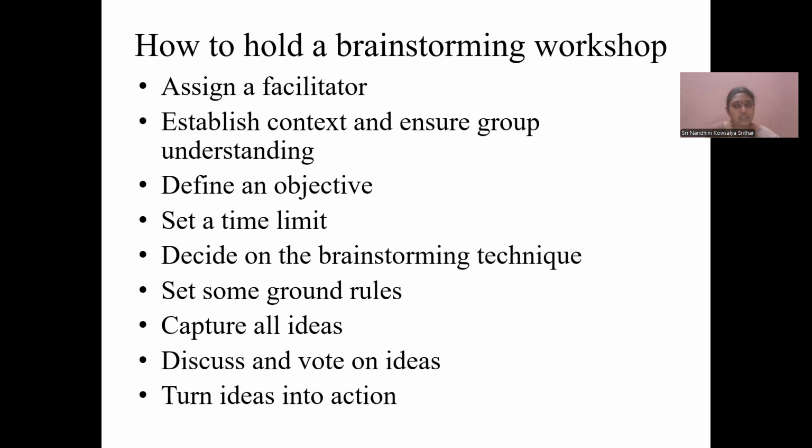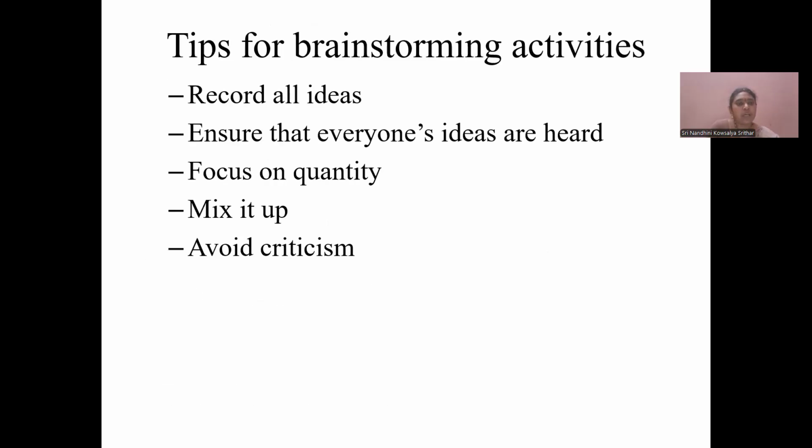Next, we will discuss how to hold a brainstorming workshop. It involves assigning a facilitator, establishing context and ensuring group understanding, defining an objective, setting a time limit, deciding on the brainstorming techniques, setting some ground rules, capturing all ideas, discussing and voting on an idea, then turning the idea into action. So these are the implementation steps of brainstorming.